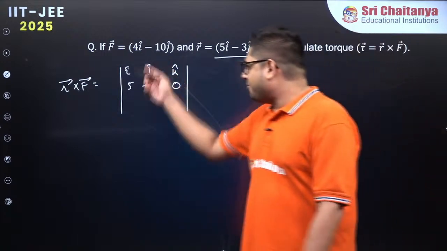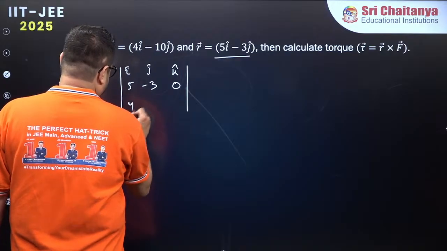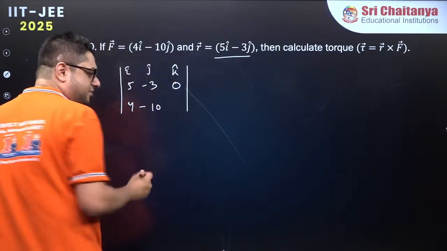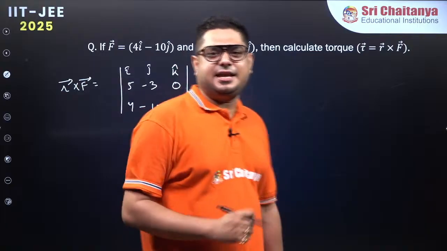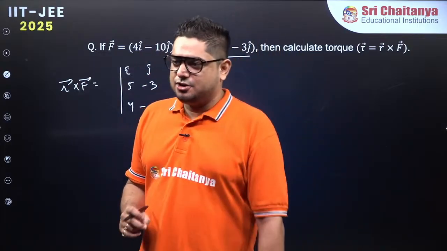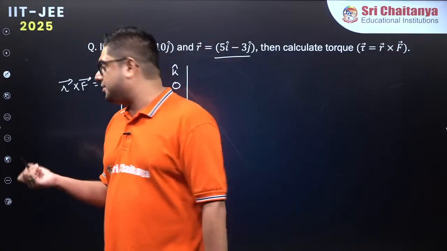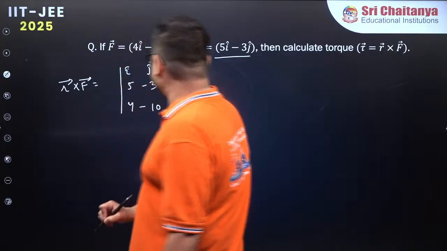Okay, now for force I will write it out, it is what? 4, minus 10. Once again the force vector as well is not having any components associated along the Z axis, isn't it? So that's why we have to write it as 0. Very good. Let's see what answer we get.